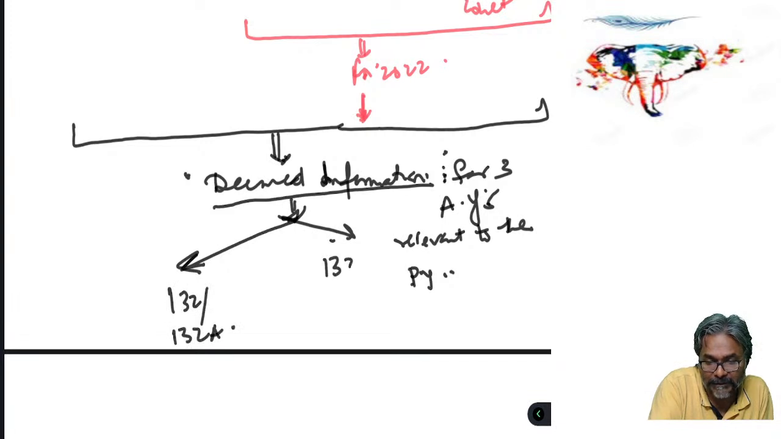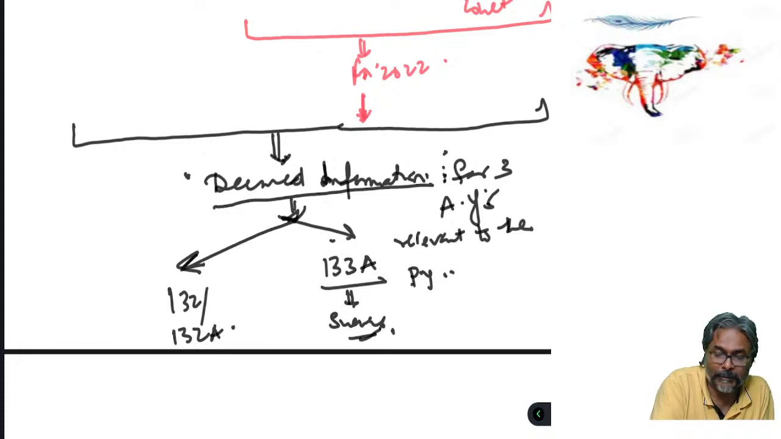and the next one is 133A. That's survey, students. Survey also provides for the cases of deemed information, and the search under 132 and 132A also provides for deemed information, and that is for the period of 3 years, students.